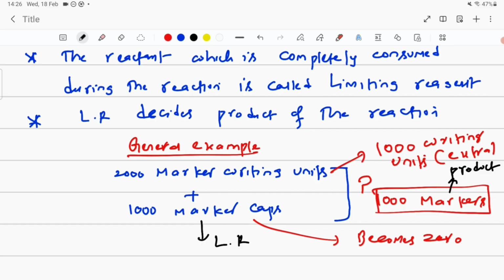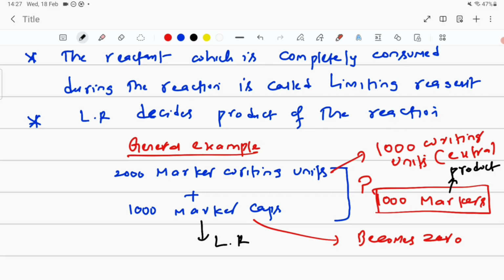1000 caps available, 2000 marker writing units extra available. Even though 2000 writing units are available, you cannot make 2000 markers. Marker means one cap and one writing unit together. So we cannot make 2000 markers because only 1000 caps are available. That is limiting the reaction.